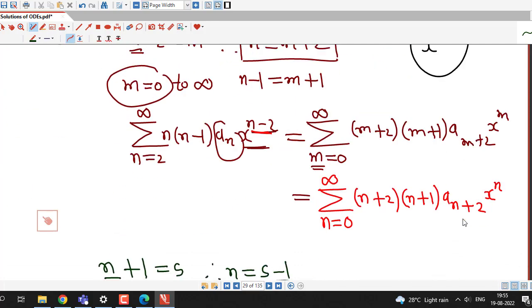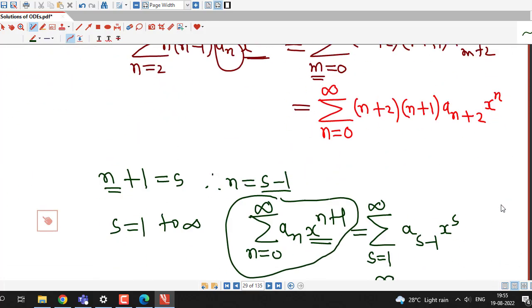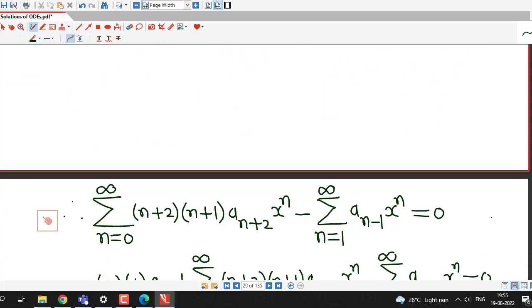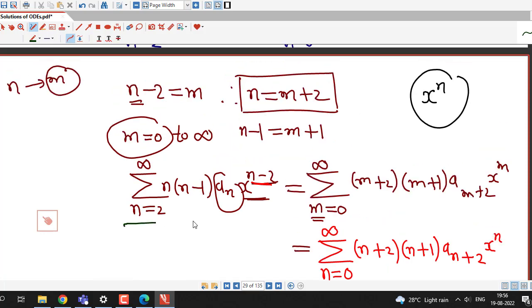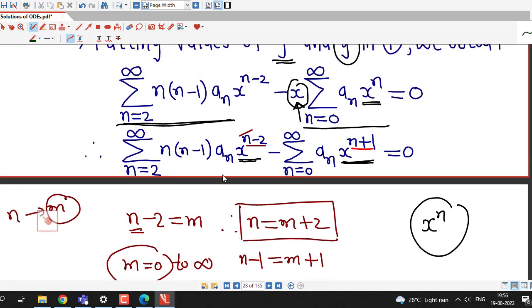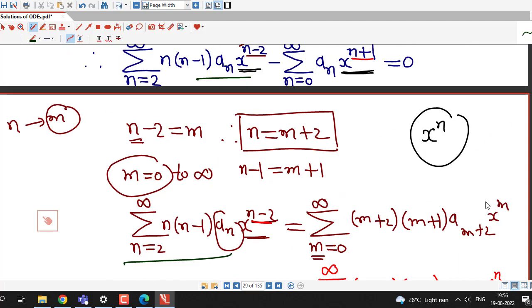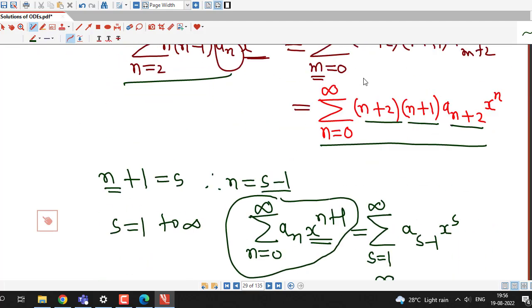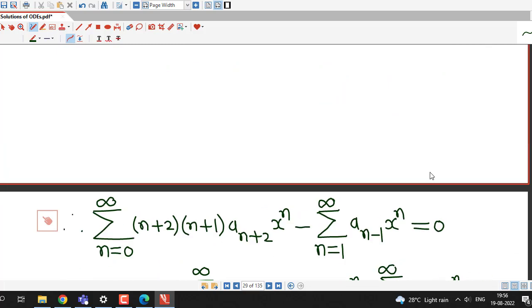So all these things you can do as a rough work, and if you wish you can show them also in your answer. And after converting this I am replacing this n equal to 2 to infinity. This summation is replaced by this sigma n equal to 0 to infinity n plus 2 n plus 1 a n plus 2 x raised to n, and this second summation is replaced by this one, and I put them here and I obtain this equation.